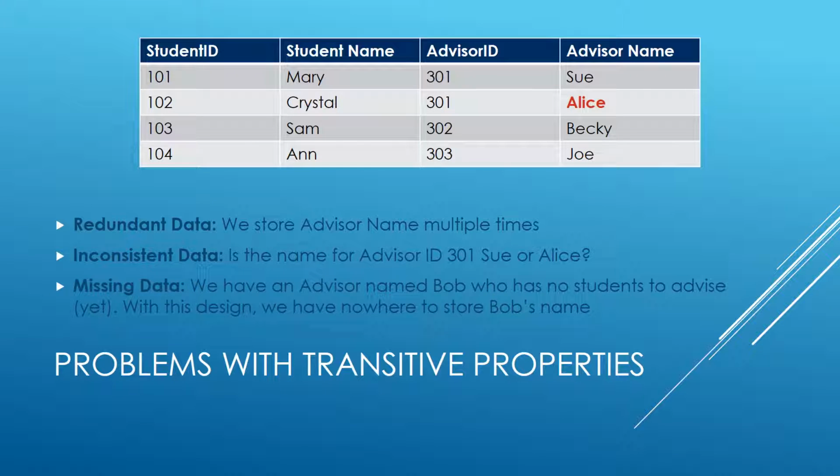And we have missing data. We have an advisor named Bob who has no students to advise yet. And with this design, we have nowhere to store Bob's name. So with transitive properties, we have redundant data, inconsistent data, and missing data.